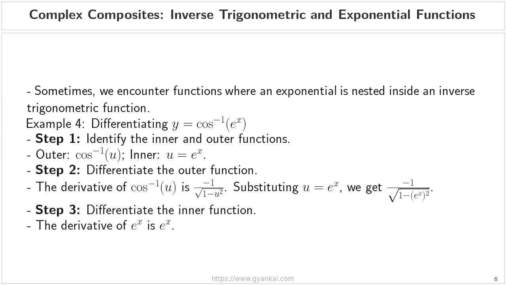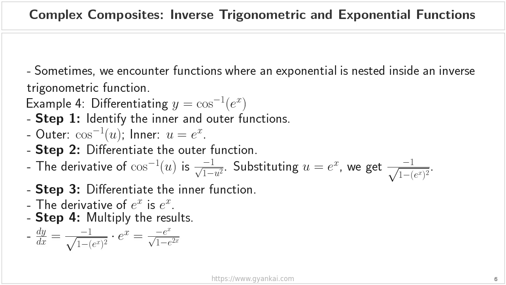Now we move to the inner function. As we established at the beginning of this lesson, the derivative of e to the power of x is simply e to the power of x. Finally, we apply the chain rule by multiplying these two results together. This gives us -1 divided by the square root of 1 minus the quantity e to the power of x squared, multiplied by e to the power of x.